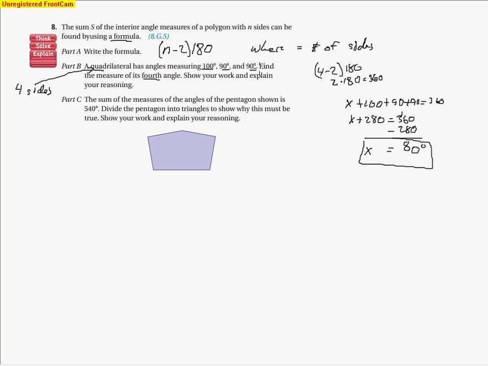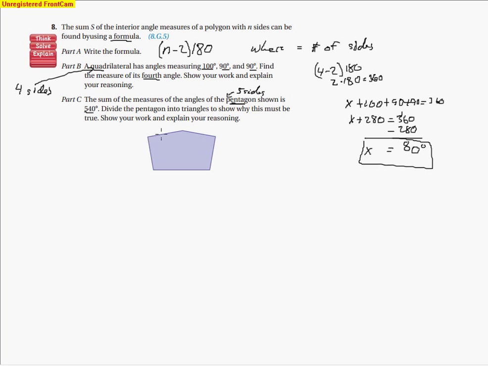So that was part B. And part C, it says the sum of the measures of the angles of a pentagon. Pentagon is 5 sides. And it says that pentagon shown is 540 degrees. So that's the sum of all the measures of the interior angles. Divide the pentagon into triangles to show why this must be true.